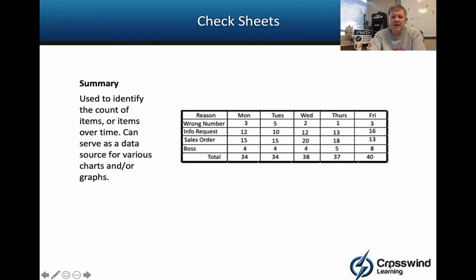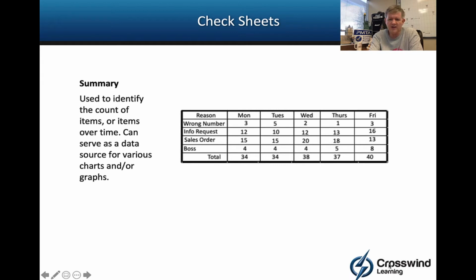Now, when we think about a check sheet, basically it's like tick marks. So if you have somebody answering the phone at the front desk type thing, basically they could have a little table like this. Every time somebody calls, they just put a little tick in the respective cell there, and at the end of the day or the end of the week or whatever, they add it up. And then they can see, well, wow, we got a lot of wrong numbers. Okay, well, a lot of information requests come in.